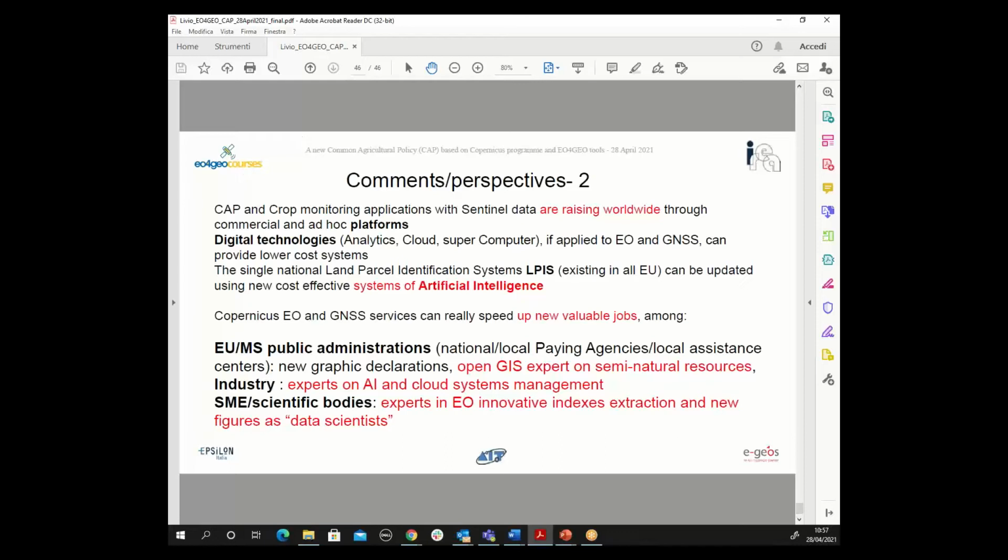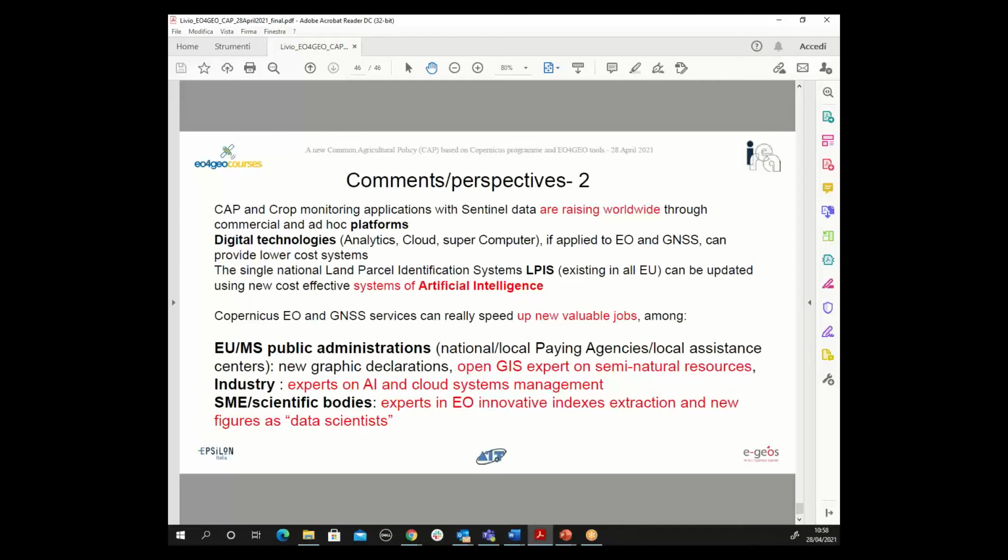So we have to be aware that this Sentinel-using platform is rising worldwide. The analytic cloud, the supercomputer, a real facilitator, obviously moved by ourselves. The land parcel verification system exists in Europe, but we have to push also for building this kind of system outside Europe, especially in developing countries, because it is the first step for a correct management of agriculture and food production.